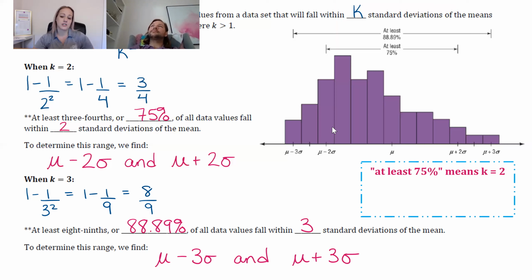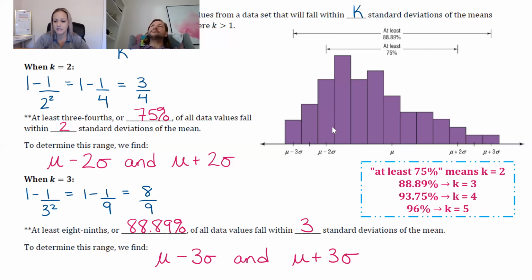So if you want to jot these down in your notes, this will save you a step of having to do the 1 minus 1 over k squared each time. So when k is 2, you want to associate that with the phrase at least 75%. We saw that when k is 3, that correlates to 88.89%. And when k is 4, that's going to be 93.75%. And when k is 5, that's going to be 96%.